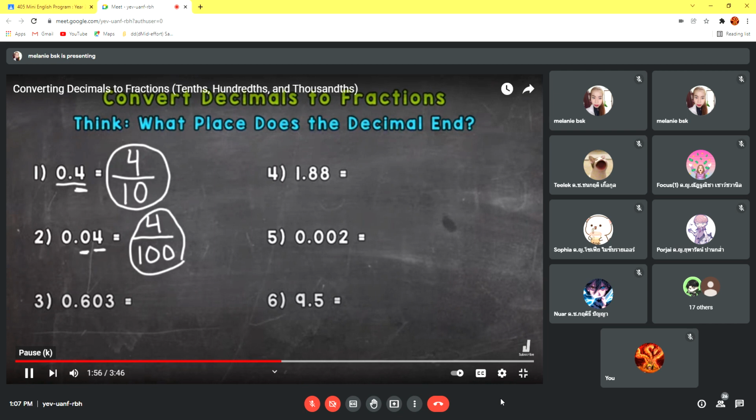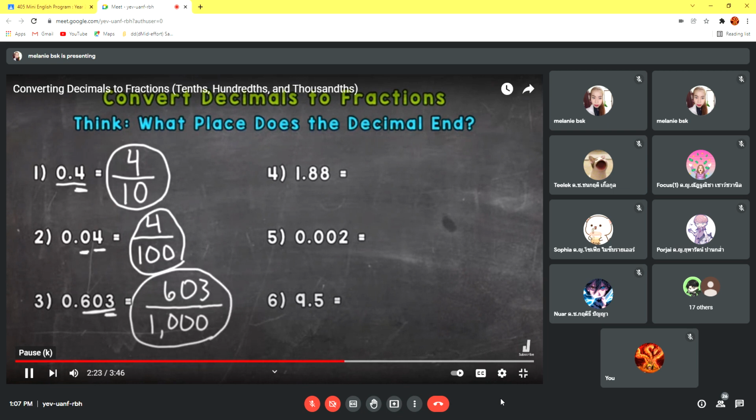Number 3, what place does our decimal end or go to? It goes to the thousandths. That 3 is where it ends. So 1,000 is our denominator. Now the number to the right of the decimal is 603. So we have 603 thousandths.